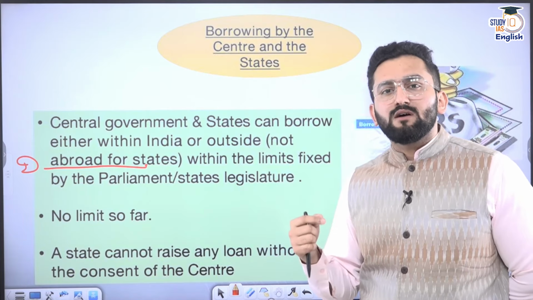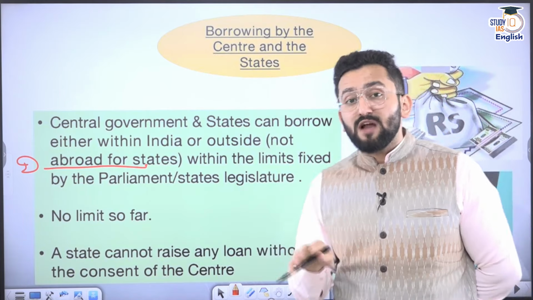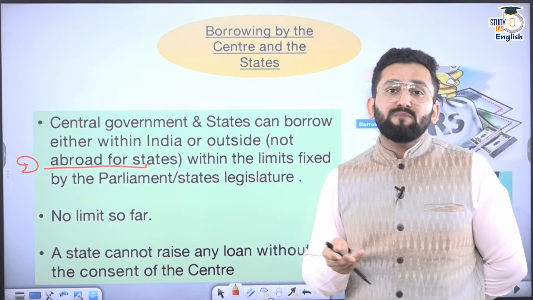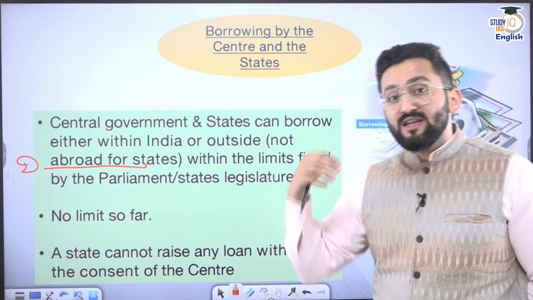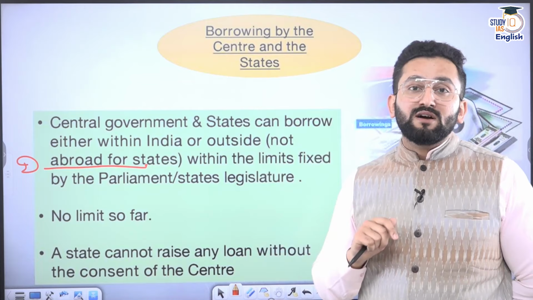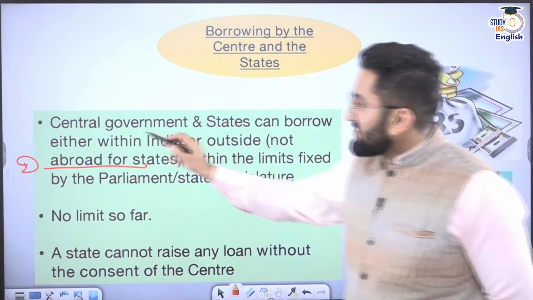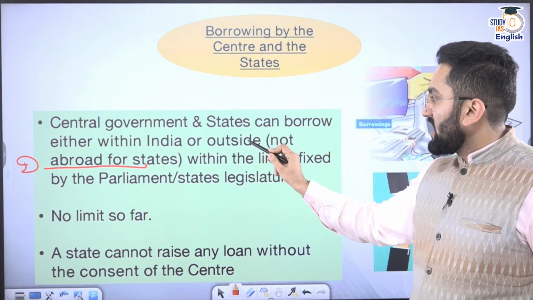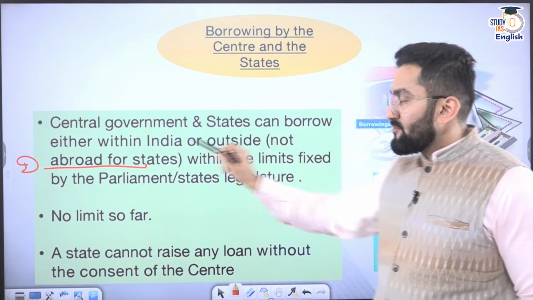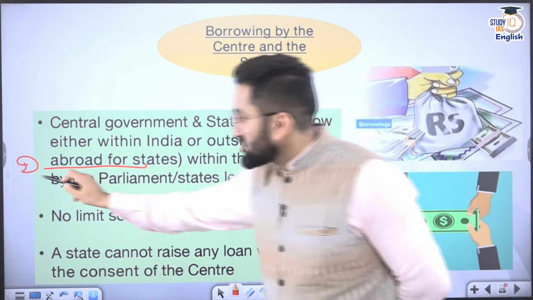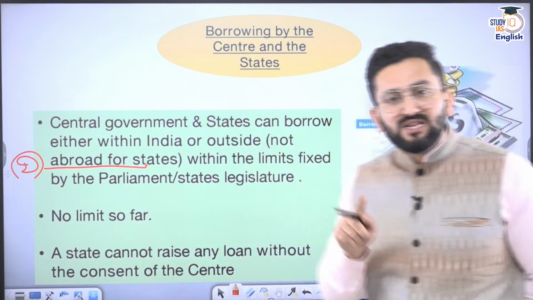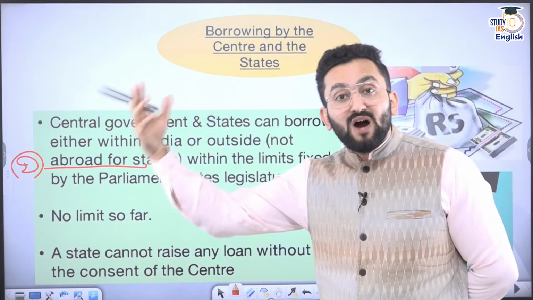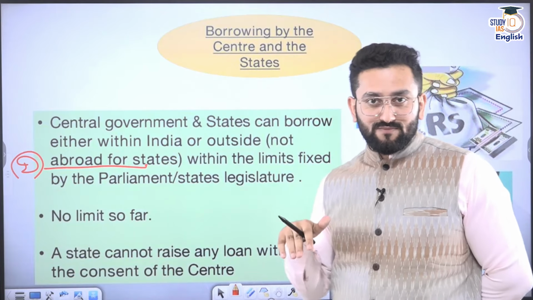And Parliament is there to fix a limit on this. But as of now, there is no law made by our Parliament to put a limit on the borrowing capacity of a center. So you can read, central government, state government can borrow either within India and outside. Not abroad for state. Here I have mentioned the word D. It means a state government cannot borrow from other areas directly.